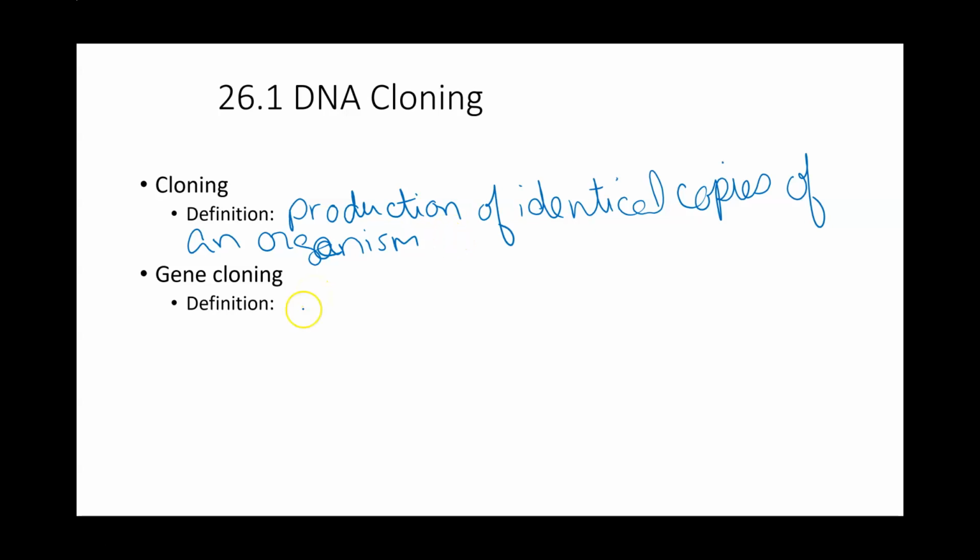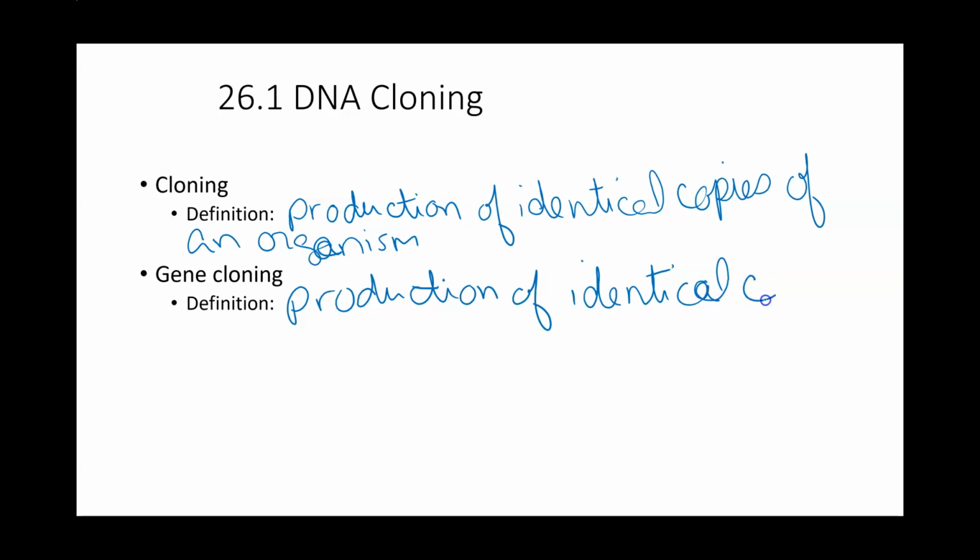Whereas gene cloning is the production of identical copies of a gene. So when you clone something, you're making a copy of the original item, and you're making it identical so that you can use it again and again.